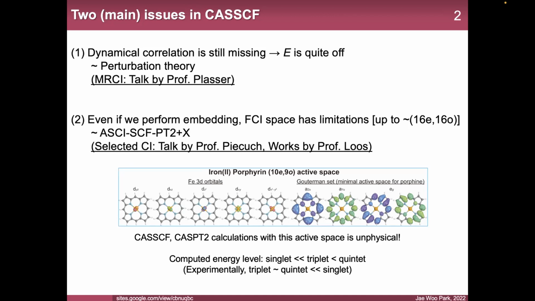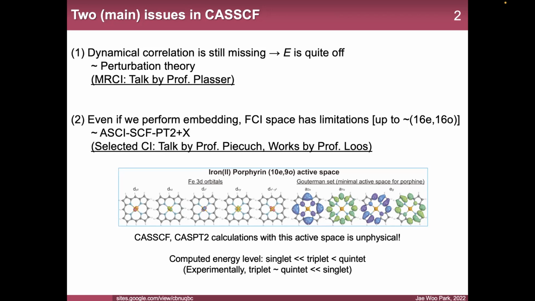And second, in CAS-SCF we embed the full CI space in a mean field. So that is a kind of embedding. But the full CI space has limitations, like up to 16 electrons in 16 orbitals, right? So I worked on some methods that can expand the full CI space by approximation. There was also a wonderful talk by Professor Piekuch on the first day, and also some works by Professor Luz, who talked on the first day, I think.